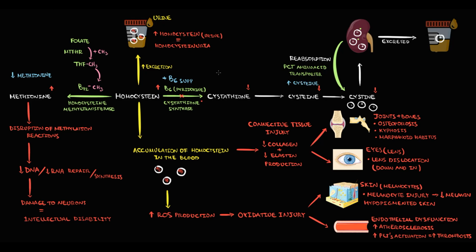And last but not least, to improve the function of homocysteine methyltransferase, we can prescribe vitamin B12 and folate. By this, we can convert some amount of homocysteine to methionine, which will help us to decrease the level of homocysteine in the bloodstream.